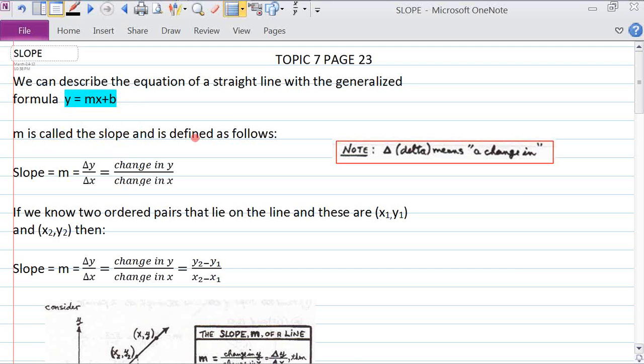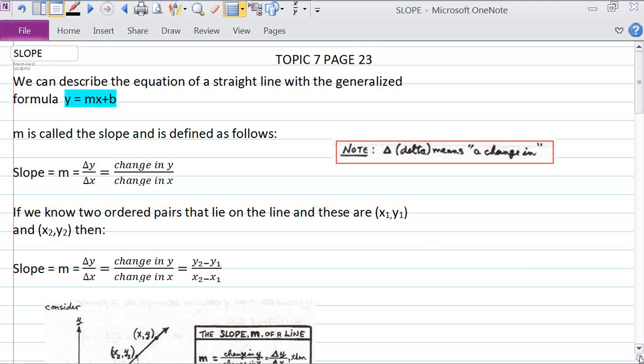M is called the slope, and it's defined as follows. It's the change in y over the change in x. This little delta here, if you look at the bottom of page 23, you'll see that it means a change in. So delta y means a change in y, delta x means a change in x, and m is the change in y divided by the change in x.